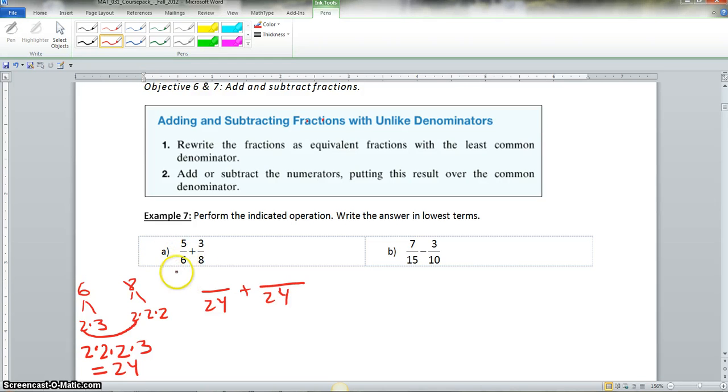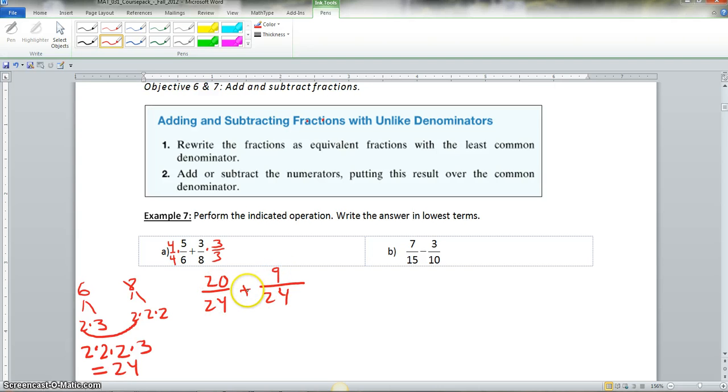Okay, now to get your numerator, you take your new denominator divided by your old denominator. 24 divided by 6 is 4. So you have to multiply your numerator by 4. 5 times 4 is 20. In the traditional sense, you would multiply your numerator and denominator by 4. Whatever it took to multiply your denominator to give you 24, you have to multiply your numerator by the same value. And the same thing here. 8 times 3 we know is 24, and 3 times 3 is 9.